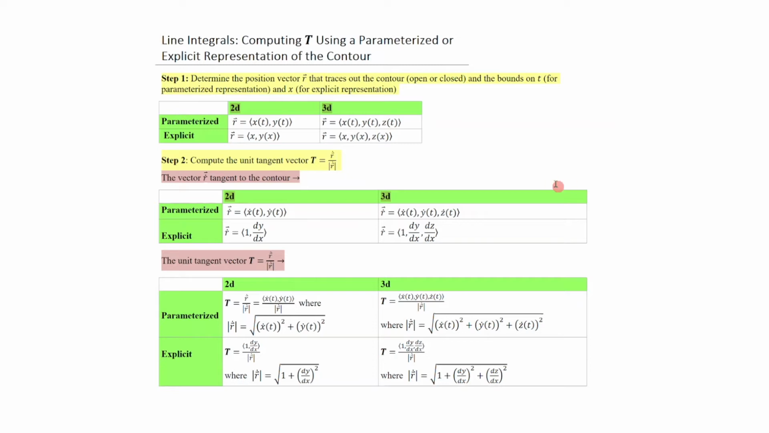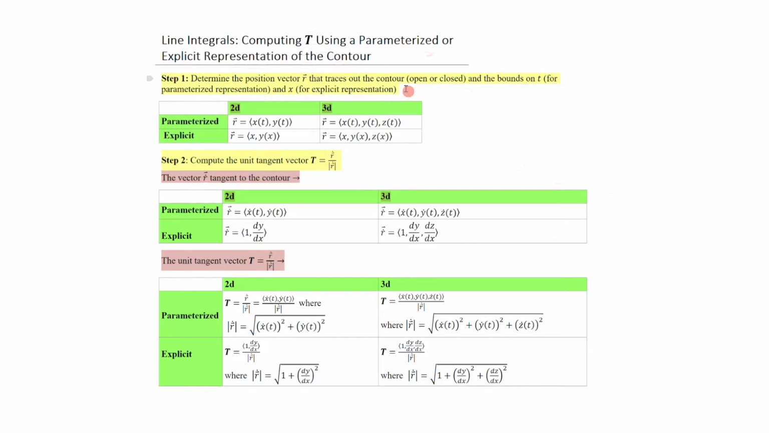So basically, we looked at two versions of computing the unit tangent vector to a contour. That's bold capital T. Parameterized and explicit representation. The first step was always to determine the position vector that traces out the contour. This contour could be open or closed. And the bounds on t for the parameterized representation were necessary, and the bounds on x for the explicit representation.